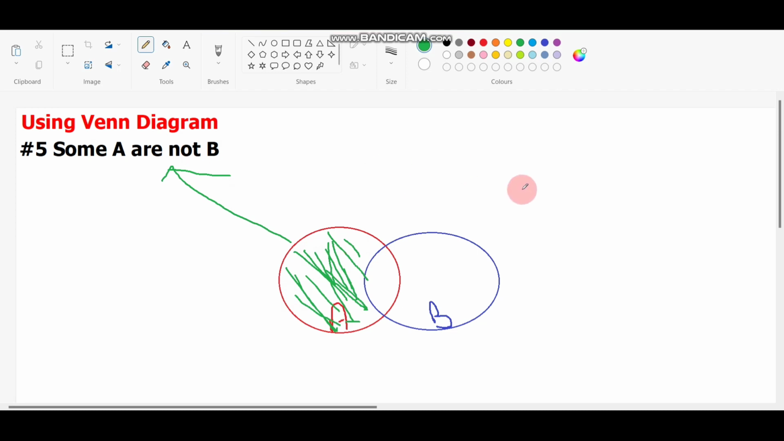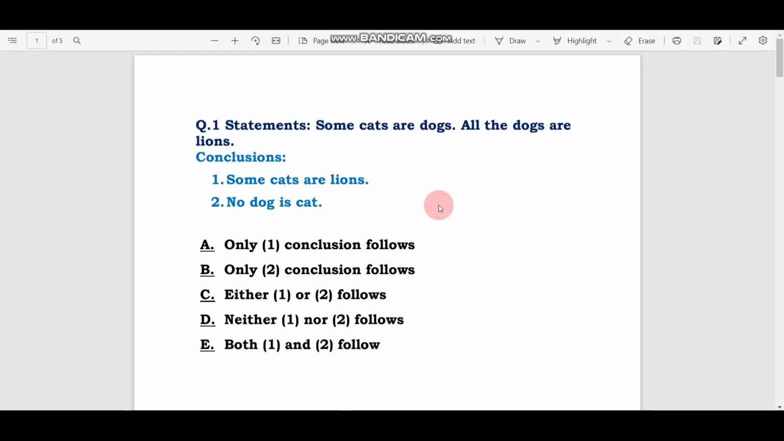Now let's apply all the formulas and solve the questions. Okay, now let's move to the questions. Question number one. First let me tell the approach. In the question there will be some statements and also some conclusions. We have to tell which conclusion is following the statements. In question number one, there are a total of two statements. One is this and the second one is this.